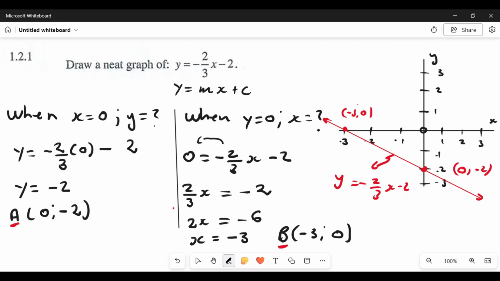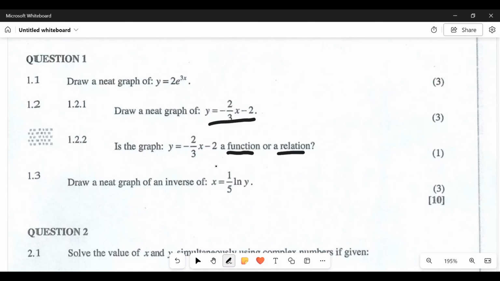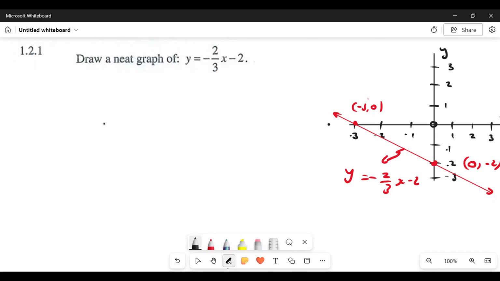So we need to go to the graph so that I can explain to you guys what is a relation and also what is a function. All right guys, with 1.2.2, they want us to find out what is a function and what is a relation. I'll try to explain to my best. Now, there are two ways of knowing how to distinguish between the two. So let's start with the function. How do you identify whether a graph is a function or a relation? It's very simple. Let's start with the simplest strategy ever.